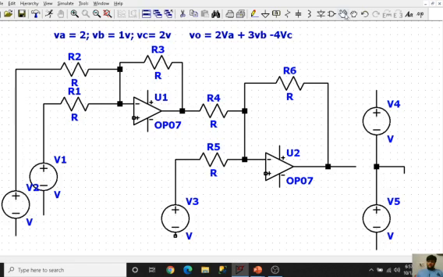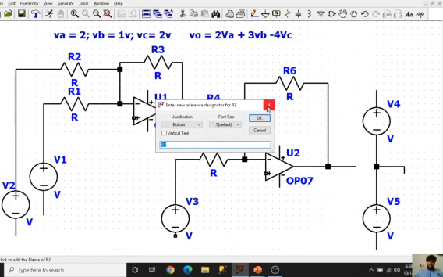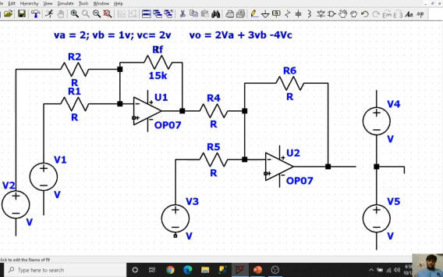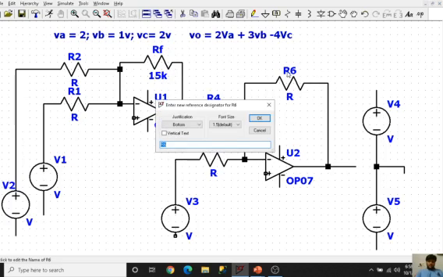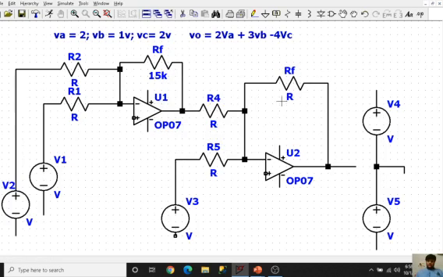So just rechecking the circuit. See, it is V2, so I can take it over here so that it is easy to understand, no overlapping, nothing. Now let's name them. This is my V1, this is my R1, this is my V2, this is my R2. Now I am taking my RS, say 15k, and this is nothing but RF. This is my RF. Again, this is my RF. This is my R3. Sorry, there's a mistake.